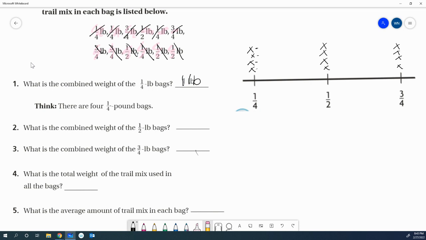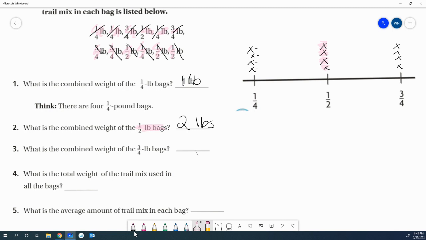Let's do the same thing with number 2. What is the combined total weight of the half-pound bags? Let's count those. We're going to count 1/2, 1 whole, because 2 halves equals 1 whole, 1 and 1/2, 2. Make sure you're keeping up and you're understanding how we're getting that answer, but that looks pretty good. We've got 2 pounds. Remember, LBS is the symbol for pounds. What is the combined weight of the 3/4 pound bags?